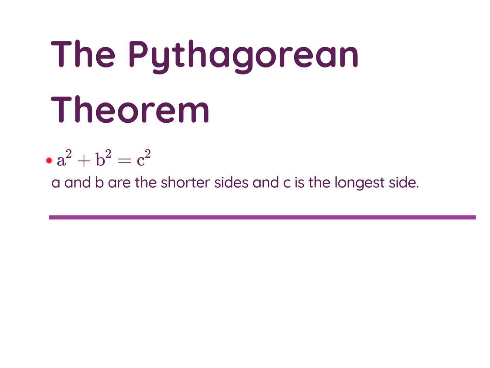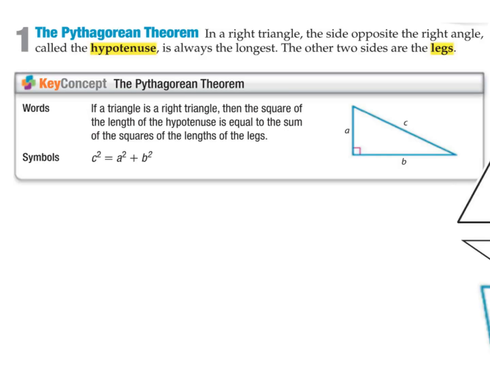We're going to have to memorize a squared plus b squared equals c squared. That is the Pythagorean theorem, okay? The c value will always be your longest side. So here's a picture straight from the text. It says a Pythagorean theorem.